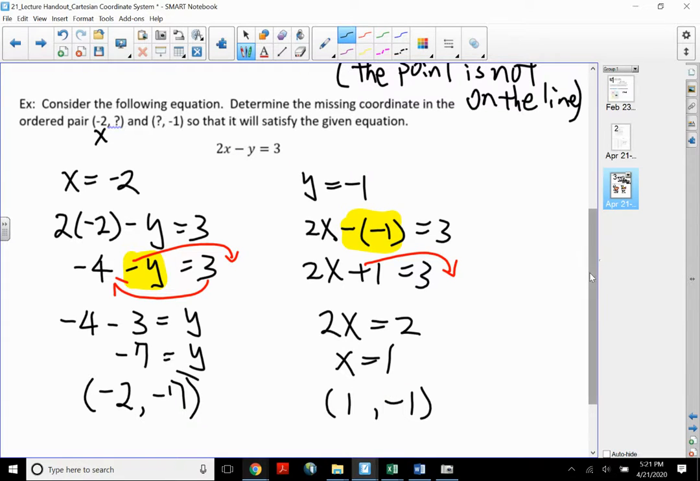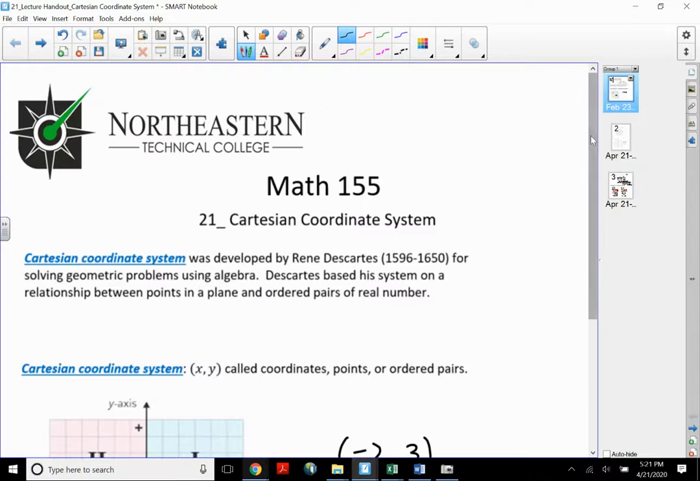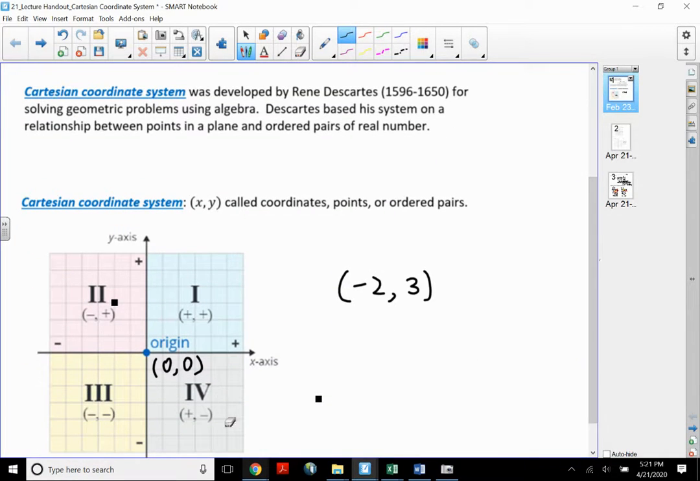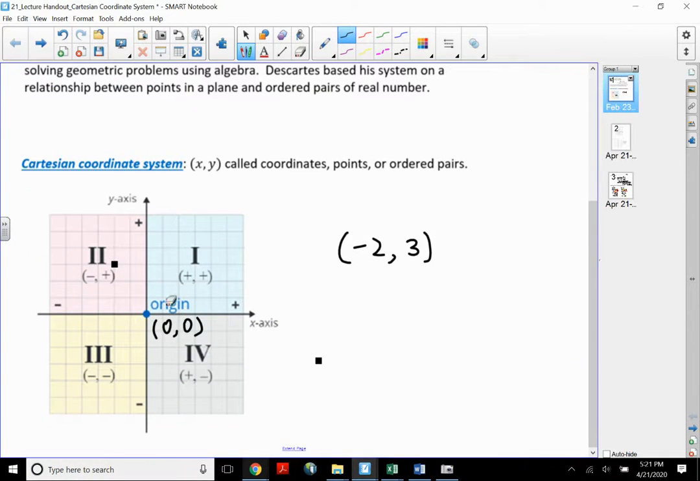Okay, so just real quick, kind of refresh your memory on the x and y coordinates. When we plot points, we are always starting from the origin, 0, 0. The first number is the x value, telling me to go right or left. Then the second value tells me I will then go up or down.